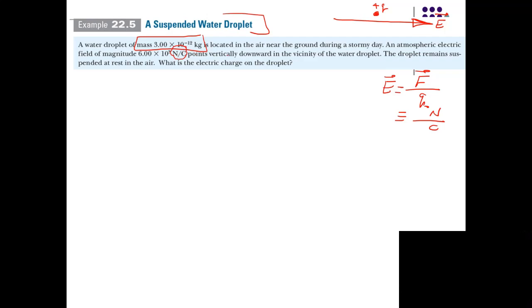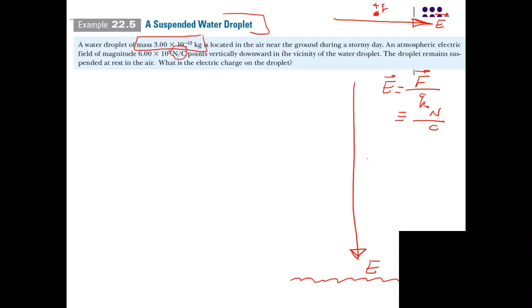And the question says this electric field points vertically downward. So this is the electric field downward, and this is the ground. Because the electric field is downward, if there is a positive charge somewhere here, that charge will move with the electric field. If that charge was negative, it will go upward.